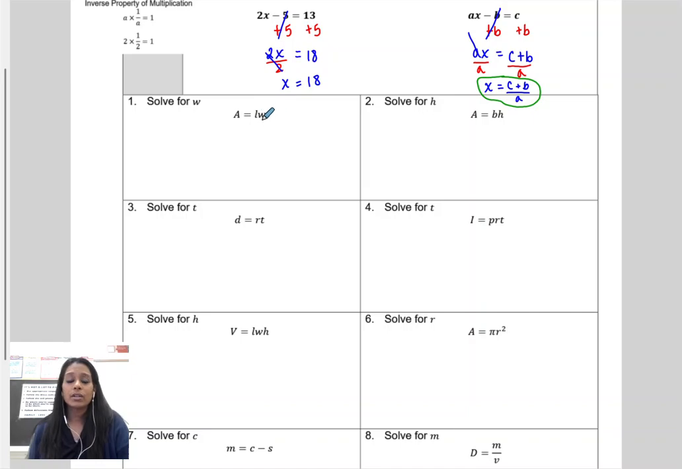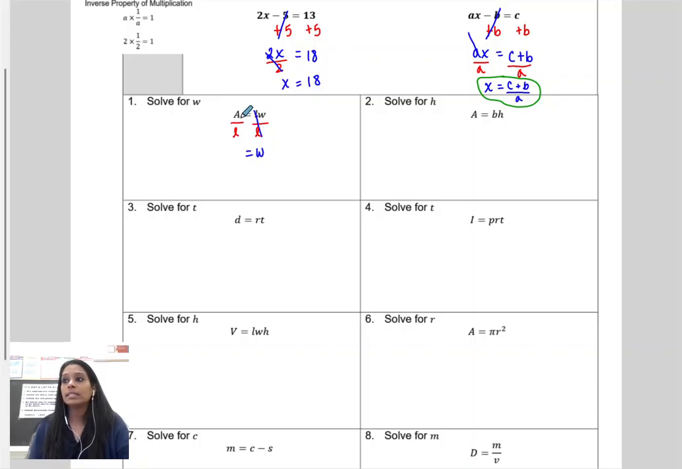So it's asking you to solve for w, which means that I need to get everything else that's around the w, which is L. L is being multiplied, right? L is being multiplied. So to get rid of the L, I need to divide by L on both sides. Just work vertically, bring everything down, bring down the equal sign. L divided by L gets canceled out, so I just have W by itself.